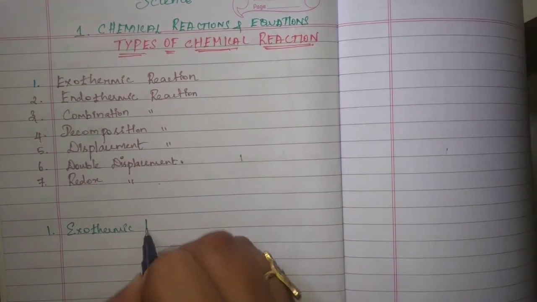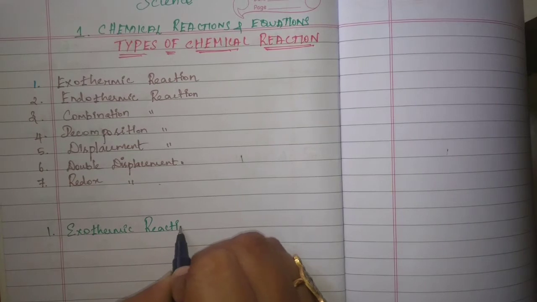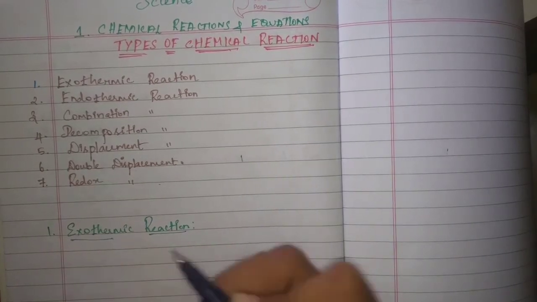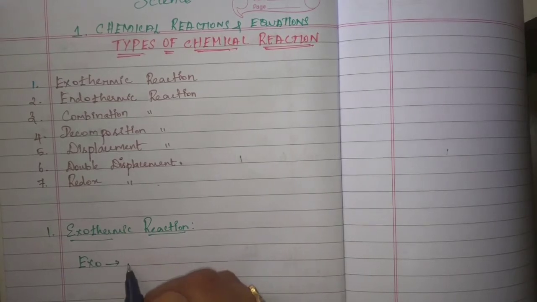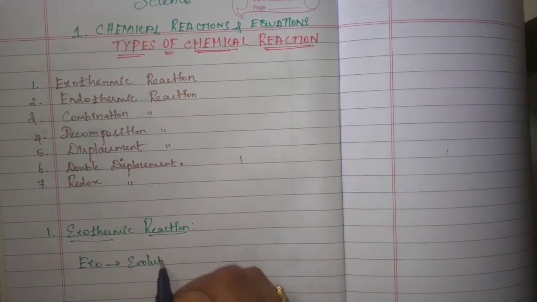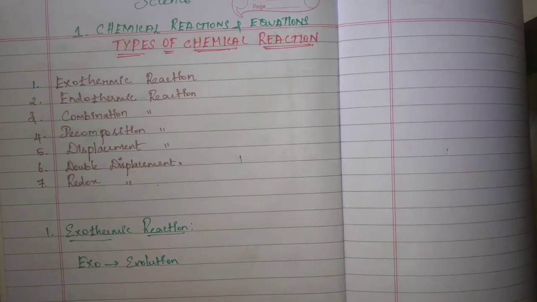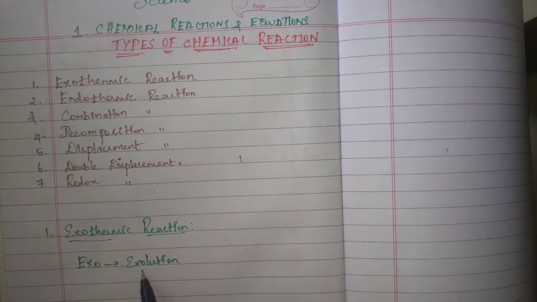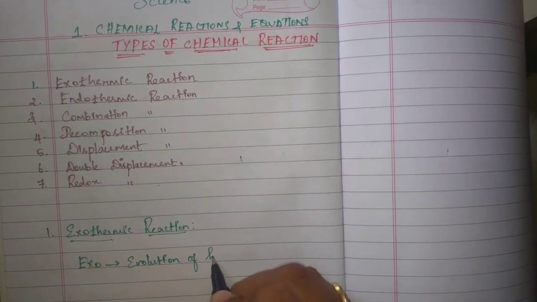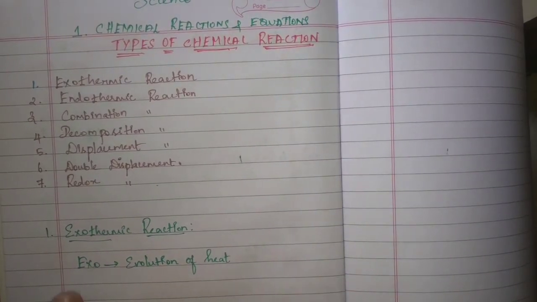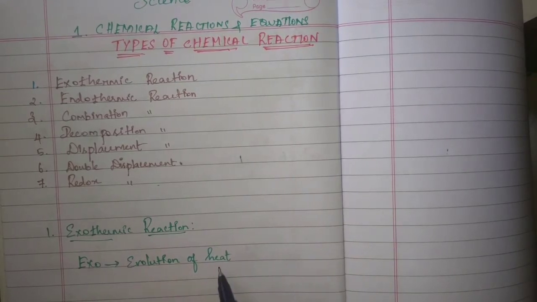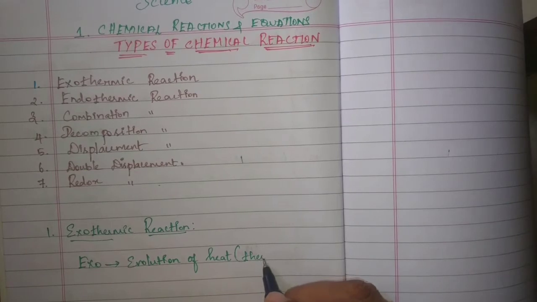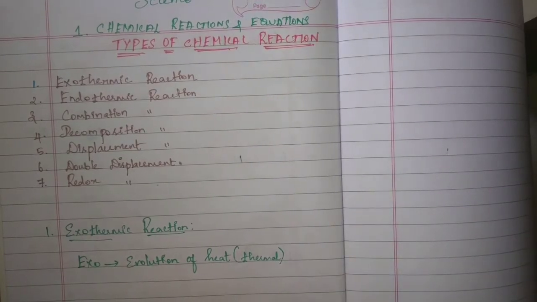So what is an exothermic reaction? Exo means evolution, coming out or removed. This is the hint, students. Exo means evolution of heat, and thermal means heat. So this is the meaning of exothermic reaction.